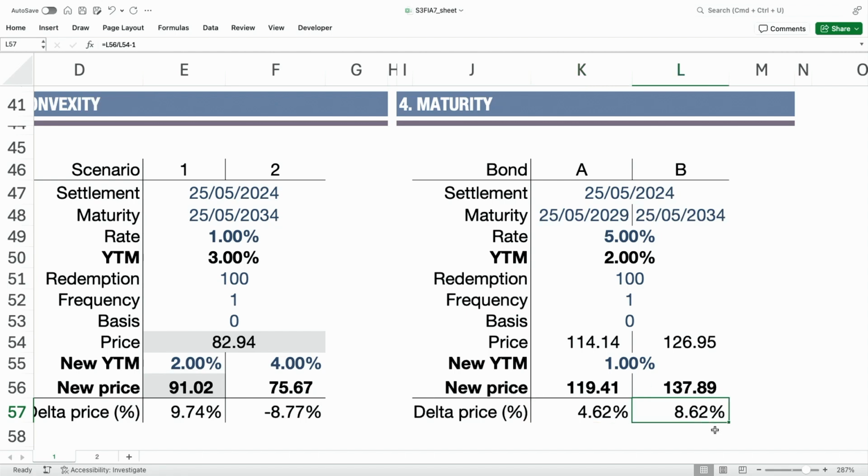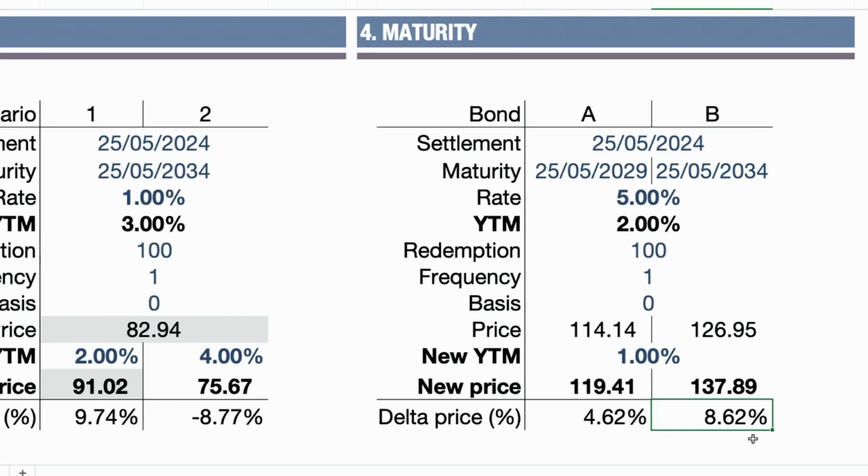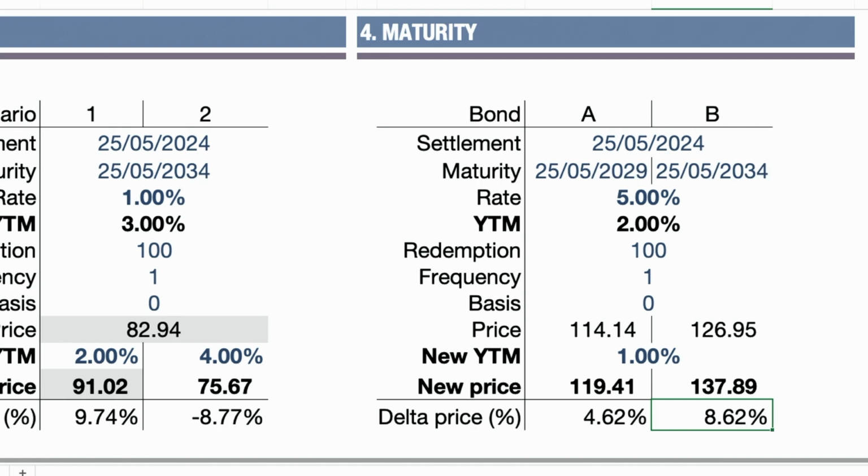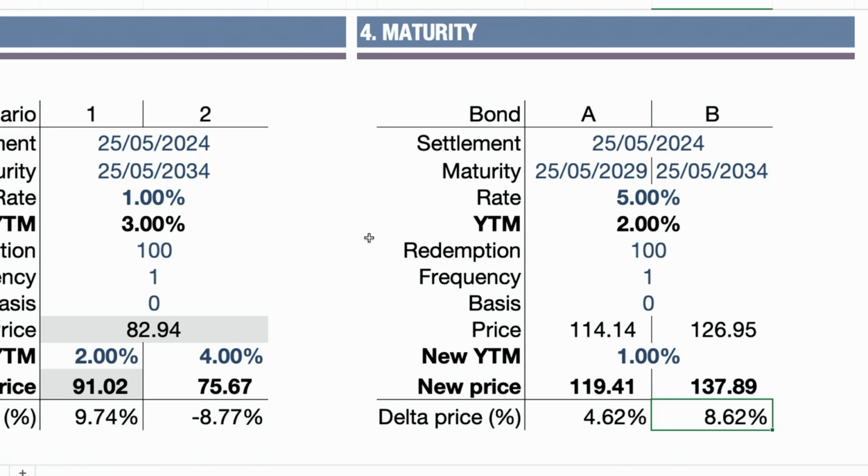On the right side of the panel, we can see this as always by changing the yield to maturity of two bonds differing for their maturities. One is a 5-year bond, whilst the other is a 10-year bond. We notice that the one with the longer maturity is more affected by the change in its yield to maturity.